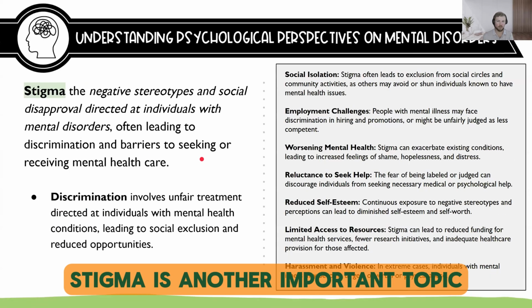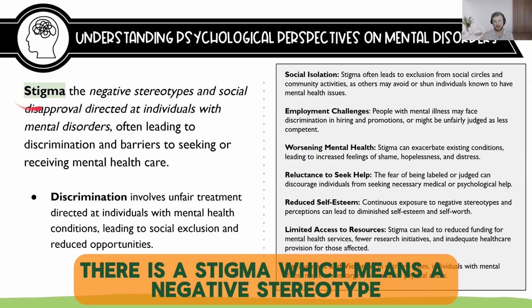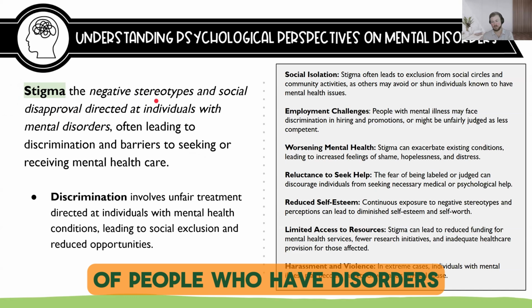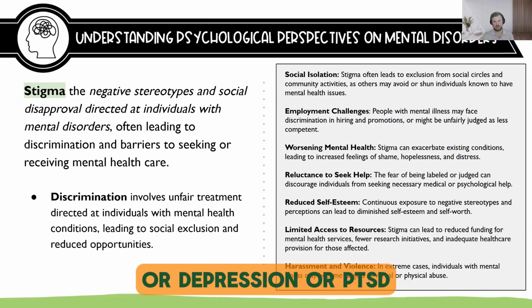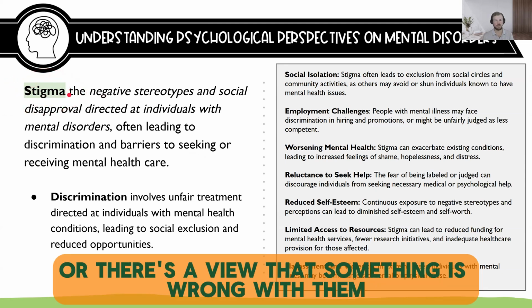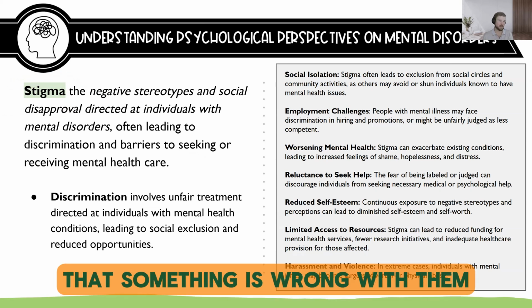Stigma is another important topic when it comes to mental health. There is a stigma, which means a negative stereotype, or basically a negative worldview of people who have disorders. Like if people have been diagnosed with anxiety or depression or PTSD, there is a social stigma against them, like they're broken, or there's a view that something is wrong with them. And there's a view that it's their fault that something is wrong with them.